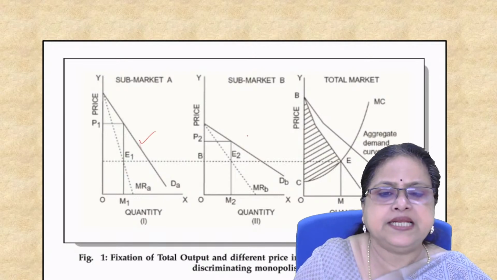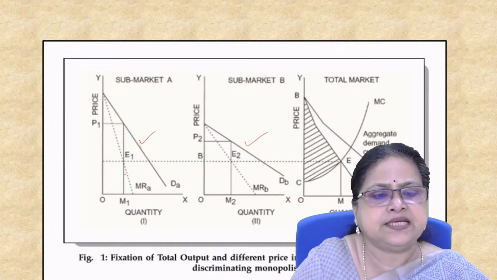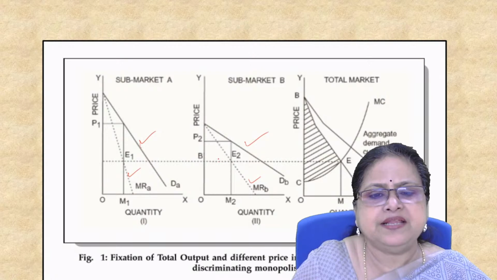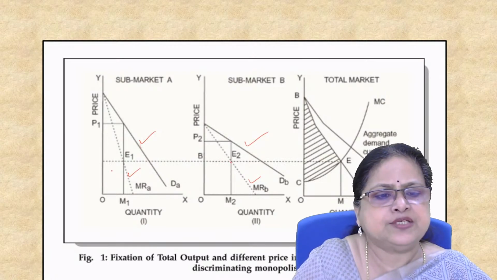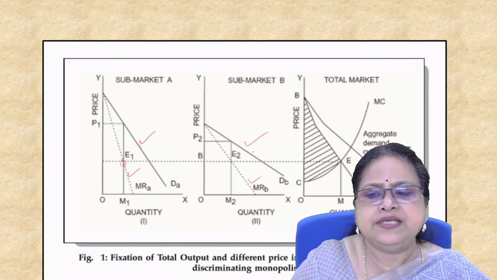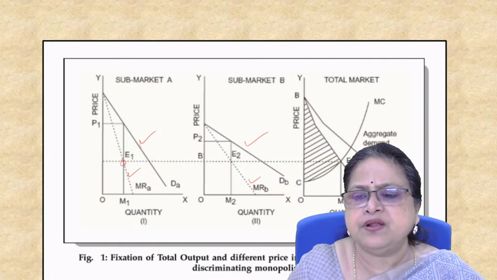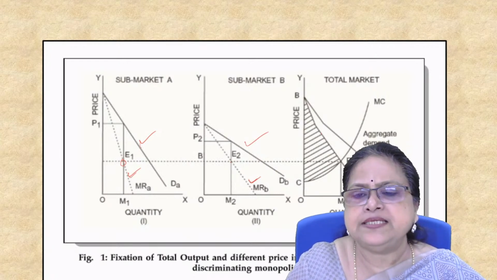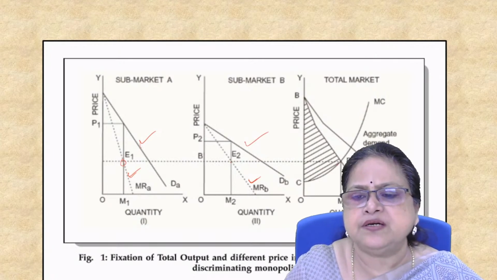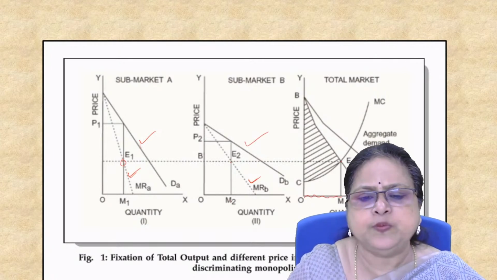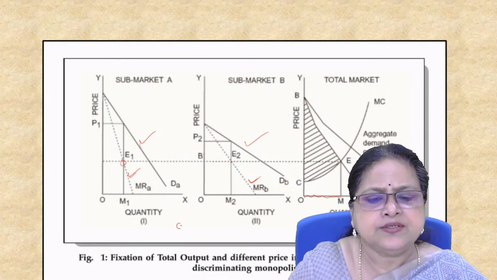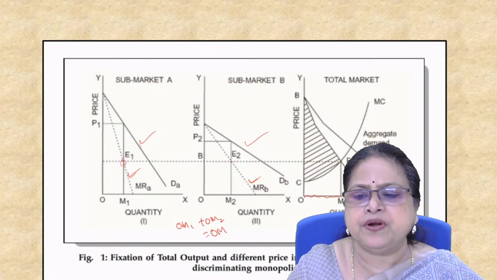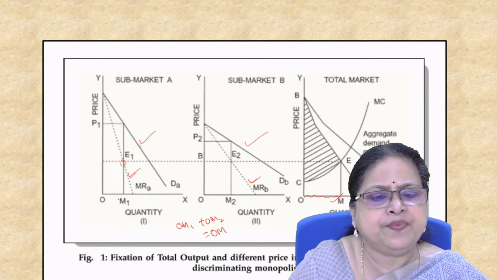Here this is one market, where demand is inelastic. In this market, demand is elastic. Here is one marginal revenue, and here in market B there is another marginal revenue. Marginal revenue and marginal cost are cutting at this point. This combined MR is the summation of MRA plus MRB, and that is the MC curve. So the output OM is distributed between the two markets: OM1 plus OM2 is equal to the total amount of product OM.